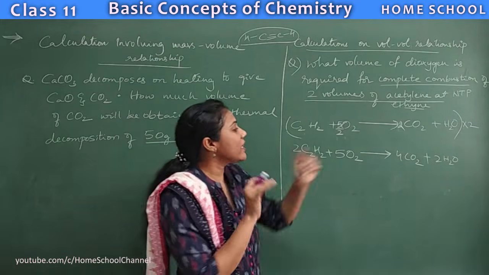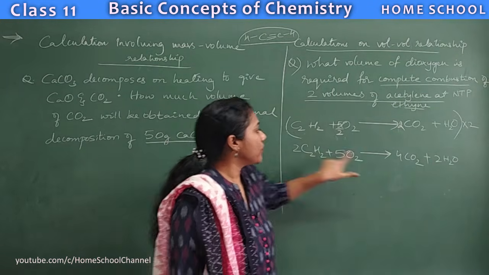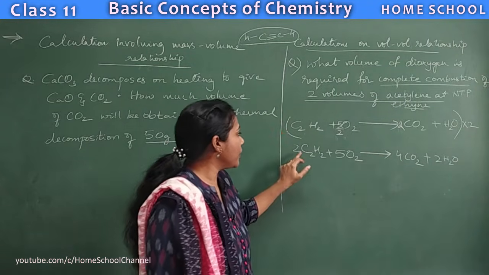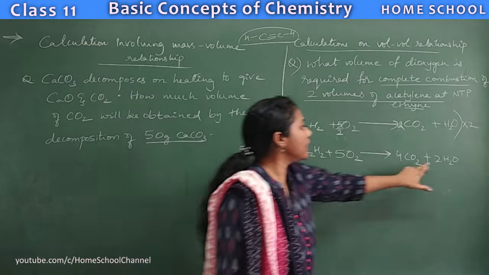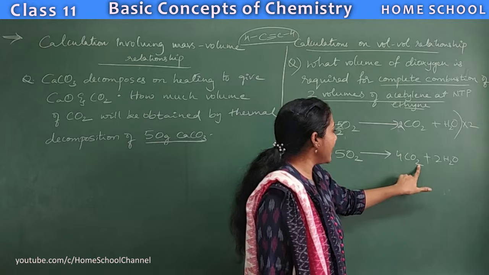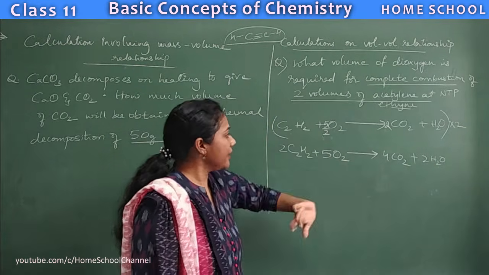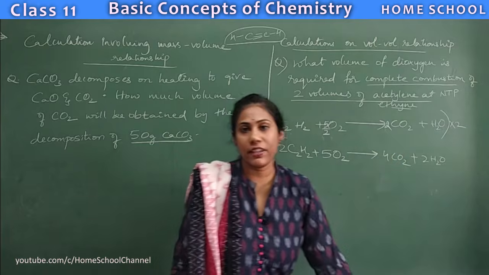Now you can check it once again whether it is balanced or not. How many carbons? 2 into 2, 4. Here 4 carbons. Okay. Hydrogens, 2 twos are 4. Here 2 twos are 4 hydrogens. Okay. Oxygens, 4 twos are 8. 8 plus 2, 10. So here 5 twos are 10. So now it is a balanced equation.